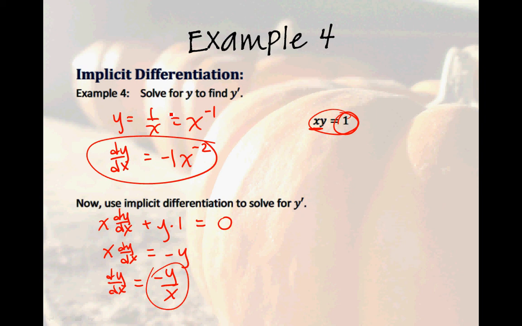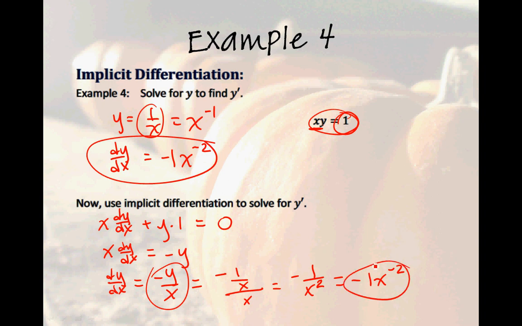In this case, I happen to know that y is 1 over x, and so I'm going to substitute that in for y. So we have negative 1 over x all over x, which is negative 1 over x squared, which is negative 1 x to the negative 2, which is exactly what we got earlier.